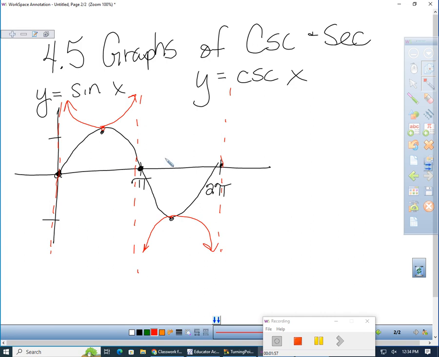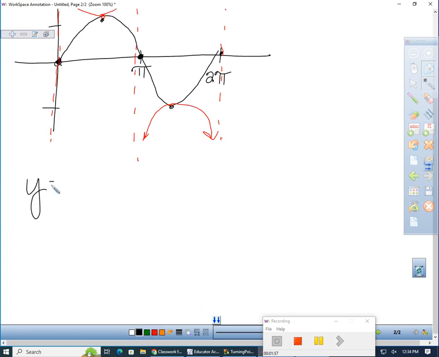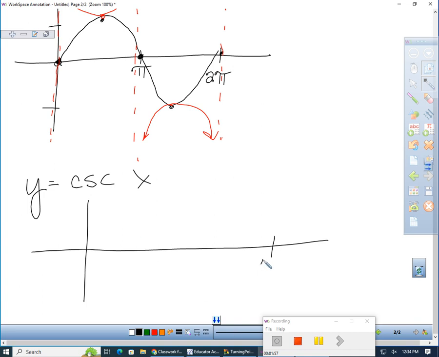Okay? So when we go to do cosecant, we're going to do y equals the cosecant of x. You're always going to start with wherever your period is. In this case, it's 2 pi. You are going to have 3 asymptotes, the beginning of your period, and the end of your period, and halfway in the middle. So we have an asymptote at the beginning. We have an asymptote at the end. We have an asymptote in the middle.